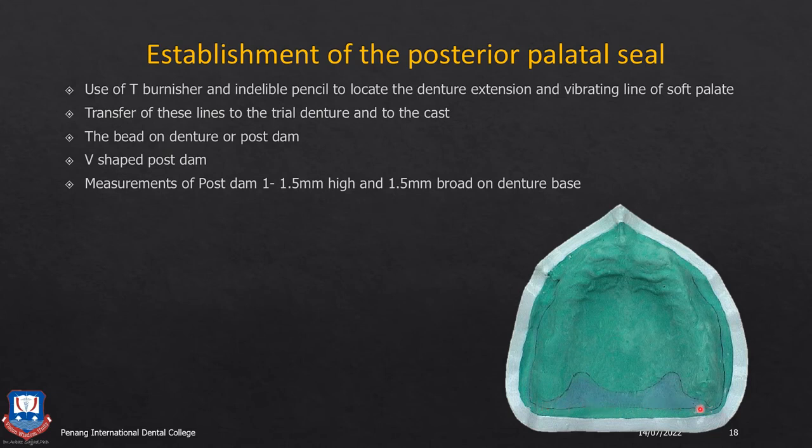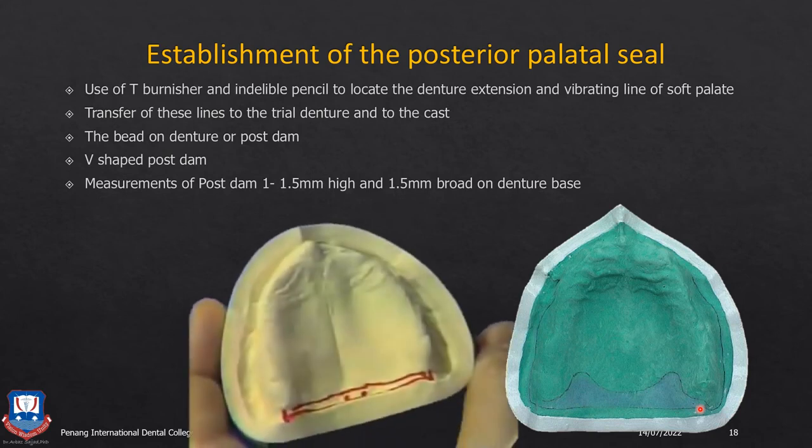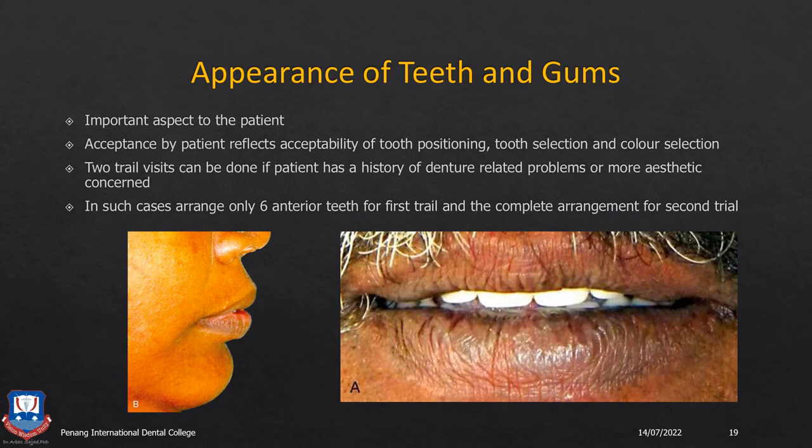Or we can simply create a post-dam seal by creating a simple groove in the post-dam area. So this groove will be filled by acrylic on the internal surface of the denture, and will provide a positive pressure in the posterior palatal seal area and give a peripheral seal to your denture. This will improve the retention of the denture, or in some cases when the retention is not there, it will provide retention. So this is an important thing to check and to be incorporated in the final denture before the acrylization.